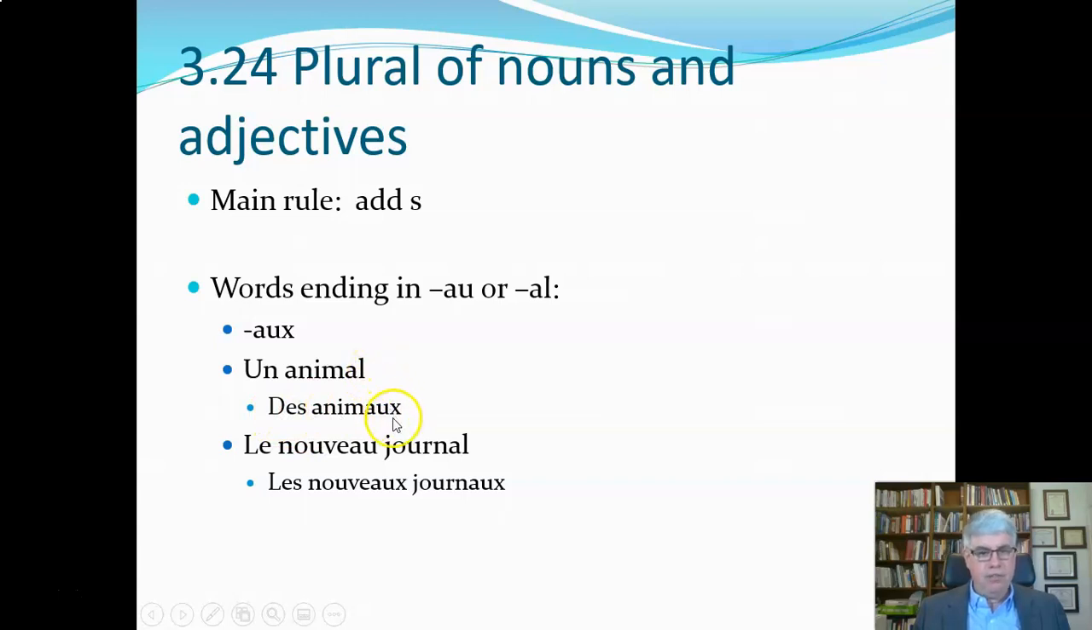One animal, some animals. Here we have le nouveau journal. That means the new newspaper. The plural would be les nouveaux journaux. So le we make plural by adding S, so that becomes les. Nouveau ends in AU, so we add X, so les nouveaux. And journal ends in AL, and we change that L to a U, and add X. Les nouveaux journaux, the new newspapers.